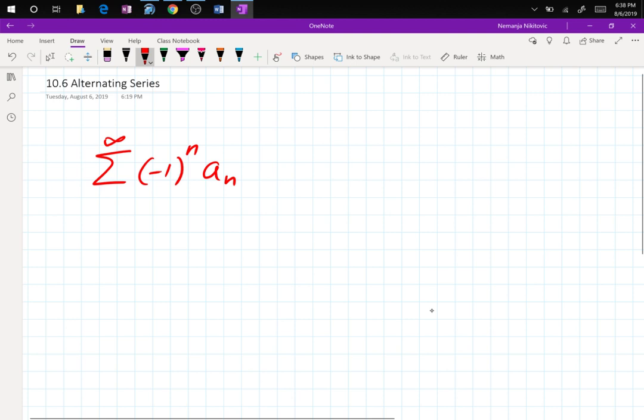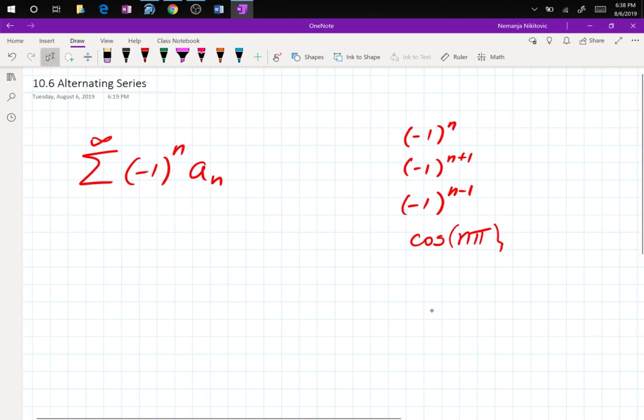Now, it's not just negative 1 to the n. You can have negative 1 to the n plus 1, negative 1 to the n minus 1. And you can also have these trigonometric ones. You can have cosine of n pi.